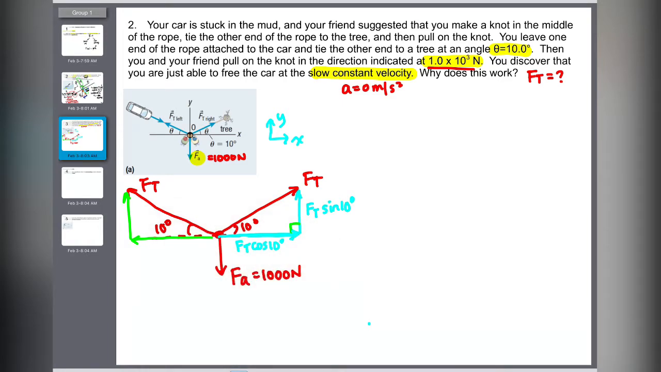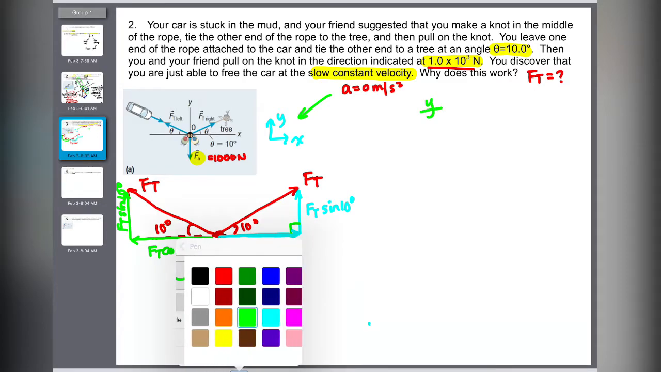I'm going to do the same thing with the green lines. Okay, so along Y, it is FT sine 10 because it is opposite to the 10 degrees. And then this one is FT cosine of 10. Okay, so now that I've gotten all the forces, I also know the acceleration is 0. So I'm going to go F net equals ma, but a is 0. Studying along X or Y, let's just study it along Y, because along X I just have a force to the left and a force to the right, and they look exactly the same, so it becomes 0. So I'm just going to study the forces along Y.